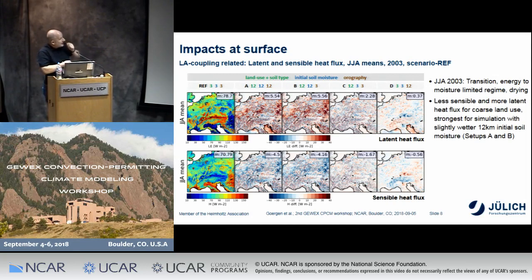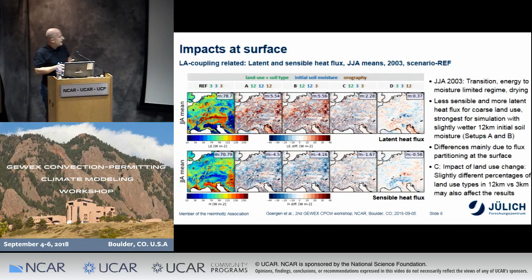Interestingly, we have less sensible down here and more latent heat flux when we have the coarse land use. And that's strongest for simulations with a slightly wetter 12-kilometer initial soil. You see that here. Here, the higher latent heat flux. So that's why I mentioned this beforehand. The differences we see here are not necessarily related to energy budget. It's mainly really the partitioning of the fluxes at the surface.